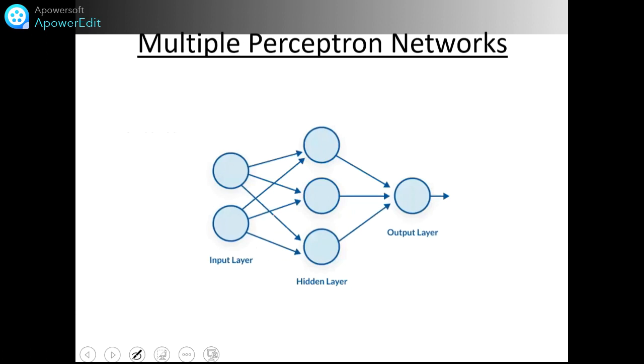Okay, so whatever we have discussed is just happening in one single neuron. In one single neuron, the input, the multiplication, then the summation, then the activation function, all these things happen, then you will get the one output, and this entire process is repeated in each of the neurons, so that is called the multiple perceptron network.